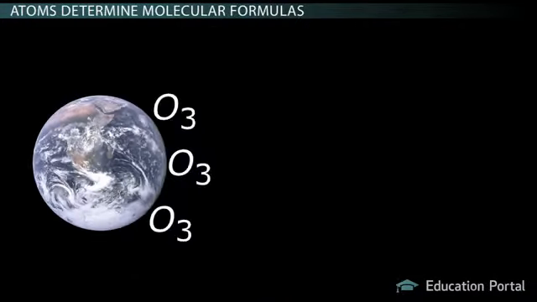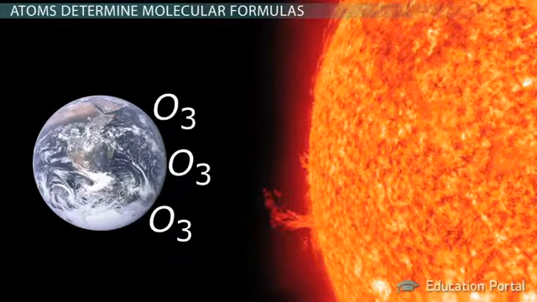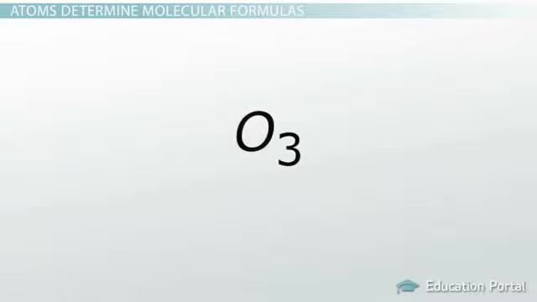It provides a protective layer over Earth that shields the sun's dangerous rays. The molecular formula for ozone is O3. The subscript of 3 identifies that there are 3 oxygen atoms involved in the formation of this molecule.